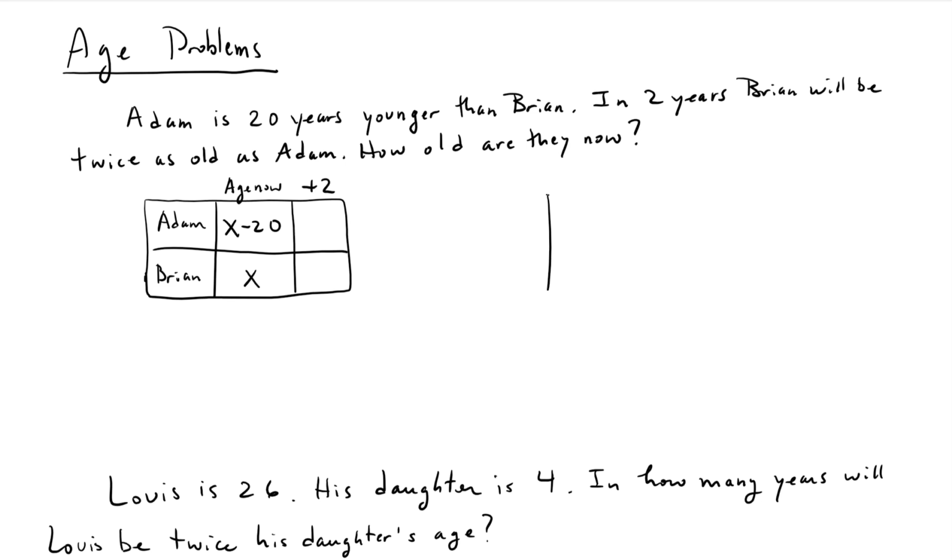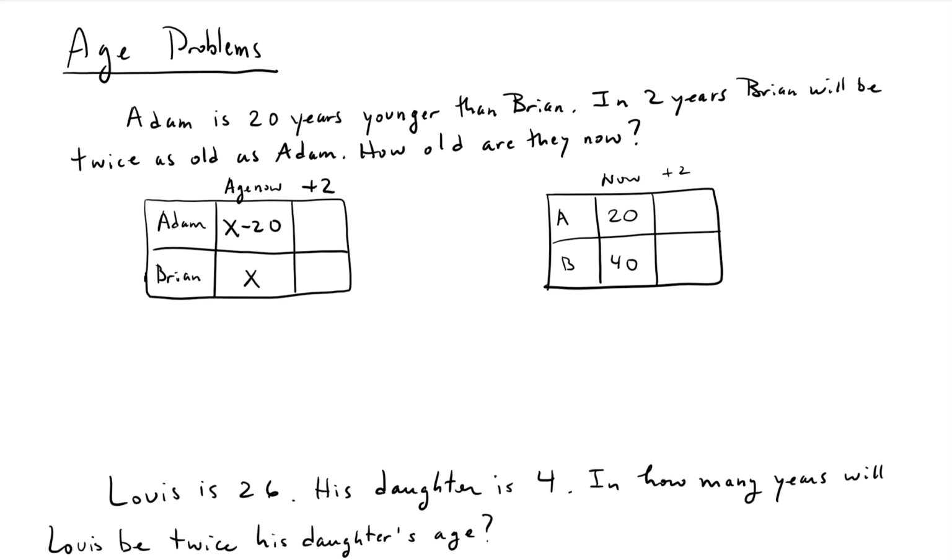If it helps, at the beginning you can work with actual numbers. You've got Adam, Brian, and you say, suppose Brian is 20 years old right now. That's not going to be fun because Adam's going to be 0. Let's say Brian is 40 right now. Adam will be 20 years younger, so Adam would be 20. In 2 years, Adam would be 22 and Brian would be 42. Is Brian twice as old as Adam? Almost, but not quite. 42 is not 2 times 22. So it doesn't work, but we're pretty close.